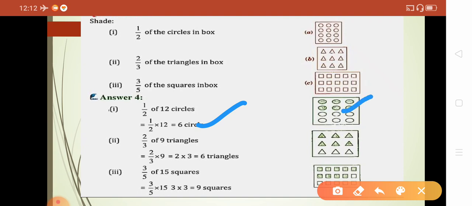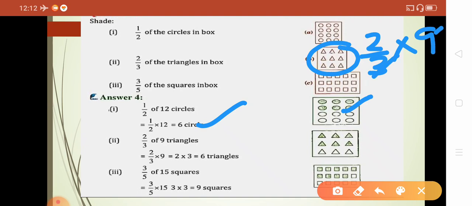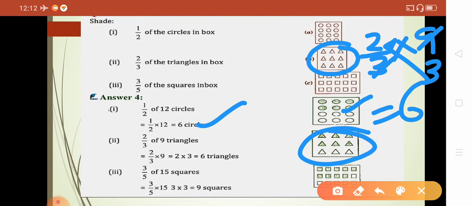2 by 3 of the triangles in the box. How many triangles are there? 9 triangles. So what you have to do? 2 by 3 multiply 9. 3 3s are 9 and 3 2s are 6 triangles. That means you have to circle 6 triangles.